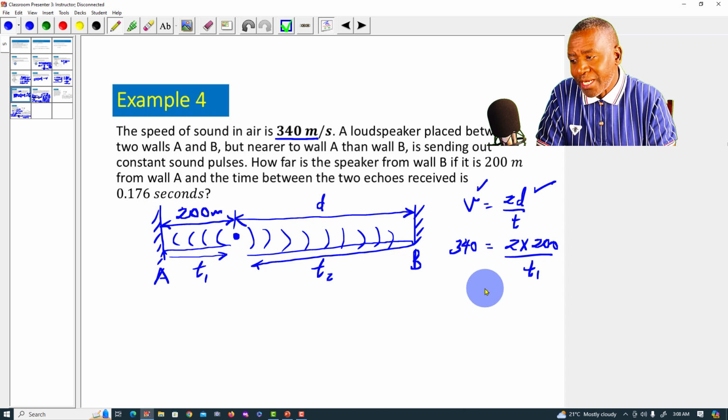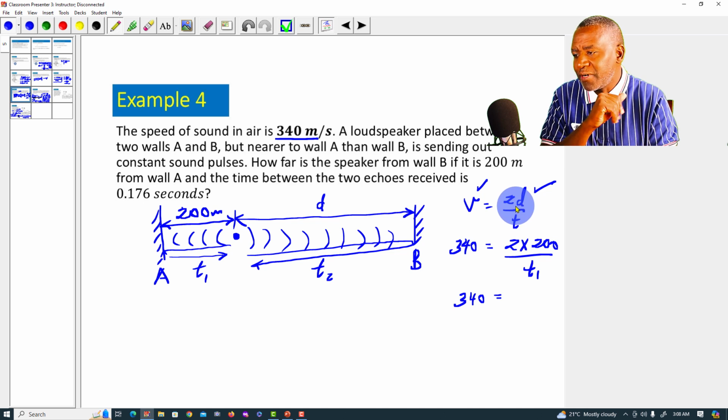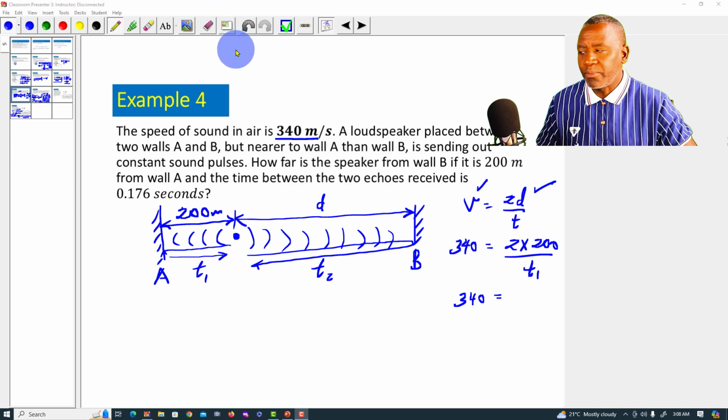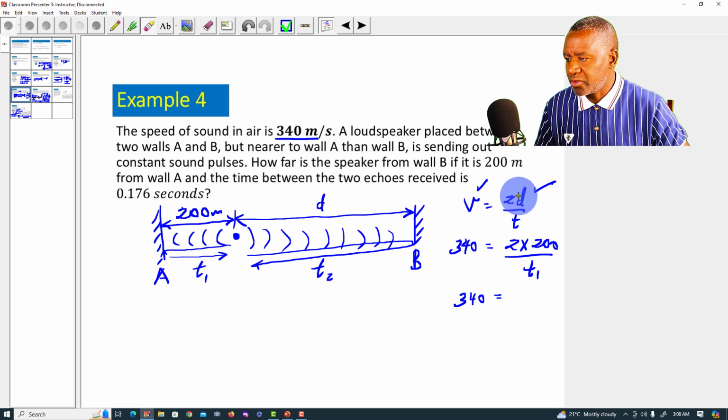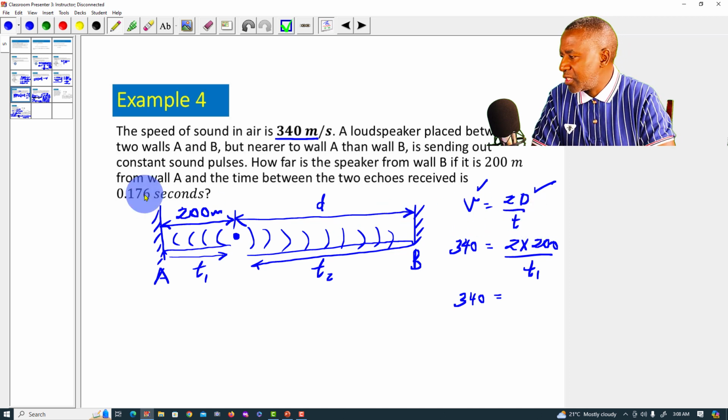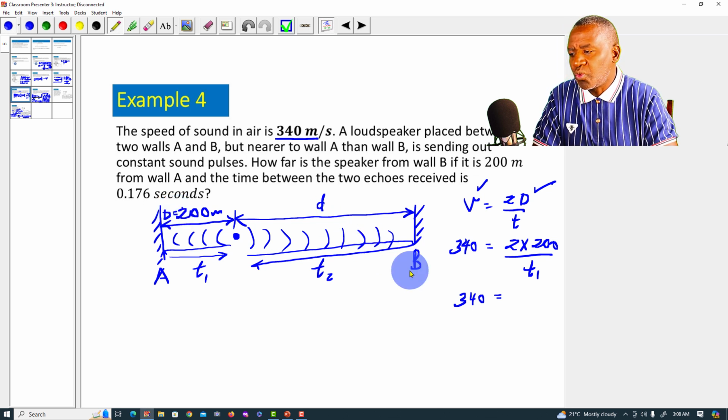Now when we do that for the second echo, we are going to say the speed is 340. The distance here will be, by the way, this d is a general d. In fact, I should have used a different symbol altogether so that I don't confuse you. So I want to change that D to be something else so that the symbols do not conflict. So I'm going to say this one is capital D. Well, the small d is what we are looking for.